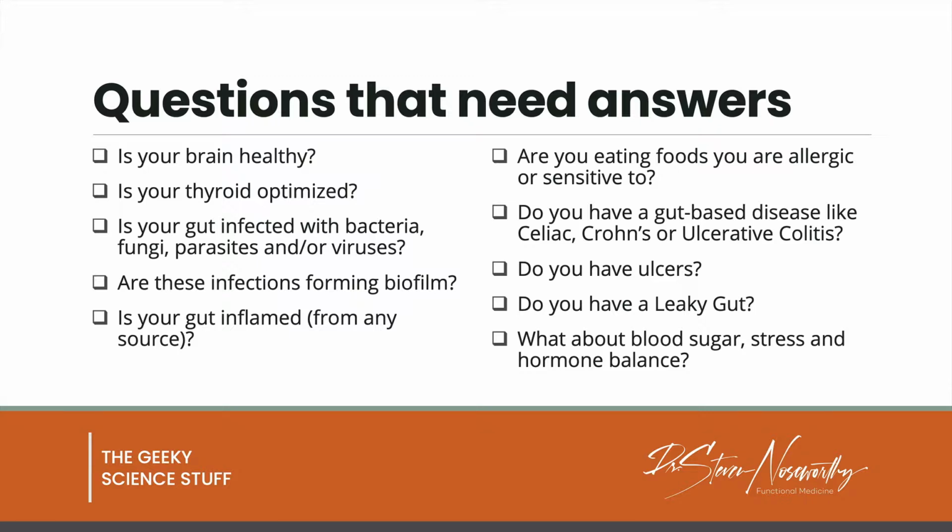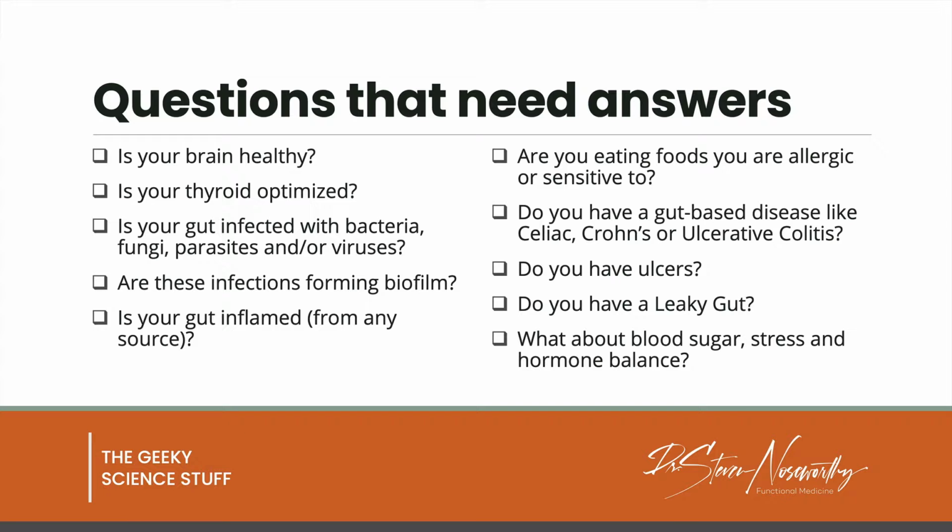In fact, it's a big part of my one-on-one consulting practice, working with people who have thyroid issues, particularly autoimmune hypothyroidism called Hashimoto's hypothyroidism. Is your gut infected? Do you have bacteria, fungi, parasites, or viruses? Are these infections forming what's called biofilm? And this is going to be a topic of discussion on its own. But the short story is biofilm is basically a protective coating that infections use in your gut to hide from your immune system, to prevent medications from affecting them so that they can persist and survive.